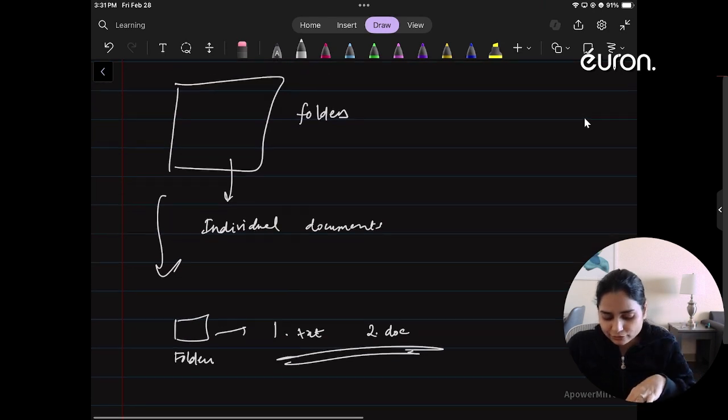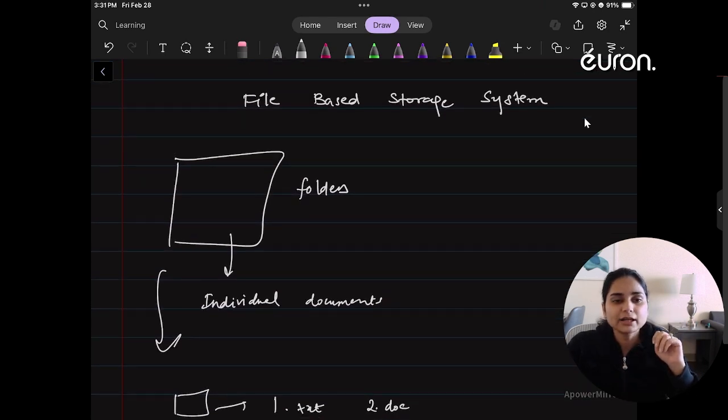The reason it got the name file-based storage system is that they took inspiration from how people stored information before computers. When they thought of doing it in the digital era, they copied the same idea. The first prototype of digital storage was based on the file-based storage system only. They took the inspiration from the real world.